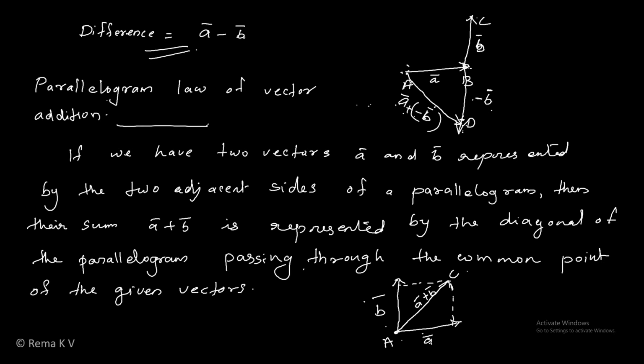So if you have to apply the triangle law, one vector is AB, its terminal point must be the initial point of the second vector. But here it is not like that. Both the initial points are same. The two vectors have a common point and it is the diagonal. Then we are applying parallelogram law and the sum is represented by the diagonal of the parallelogram.